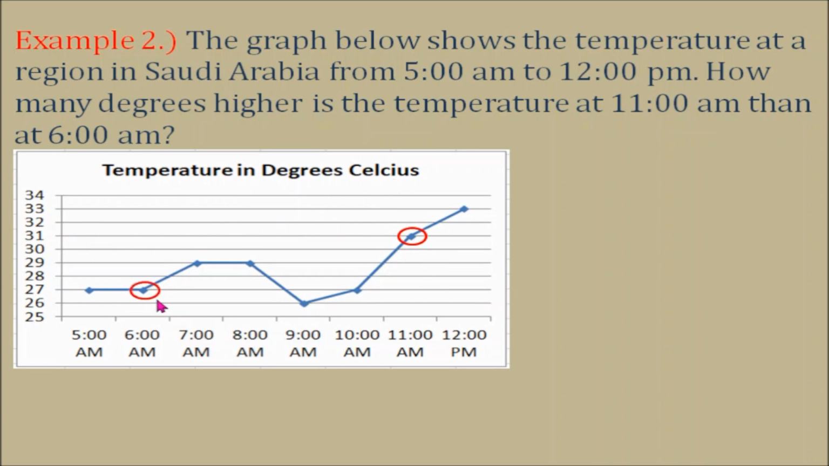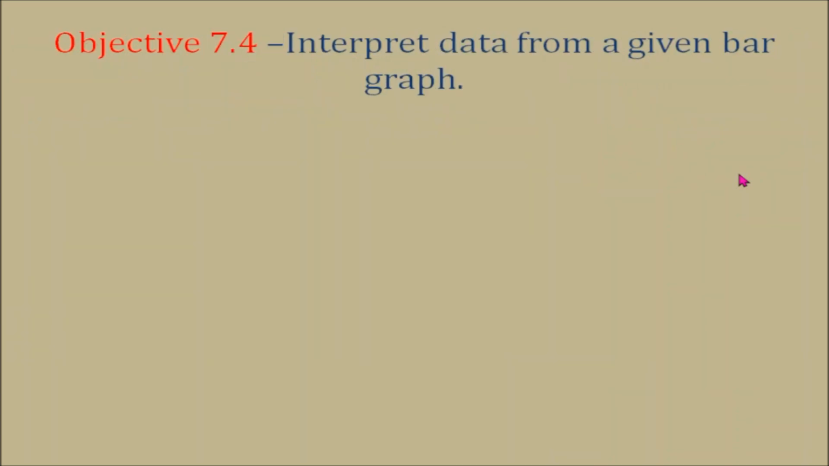And then at 6 a.m. this is the temperature, 27 degrees Celsius. So to answer the question, we are going to subtract the two. So it's 31 minus 27, so that's 4. So our answer is 4 degrees Celsius.